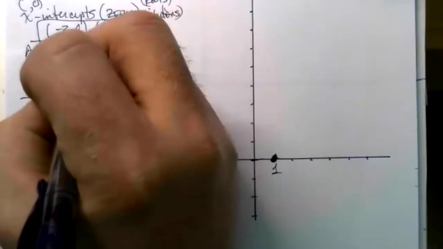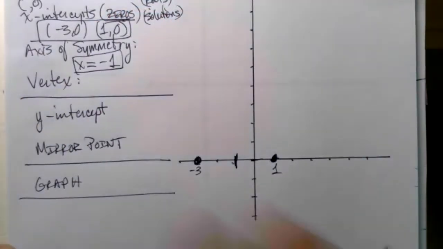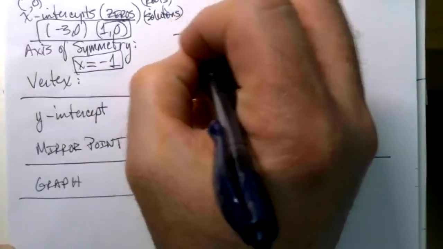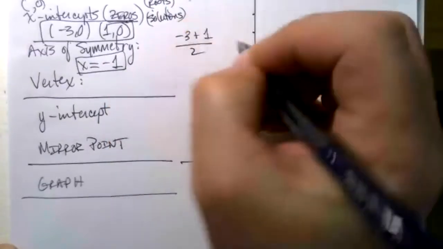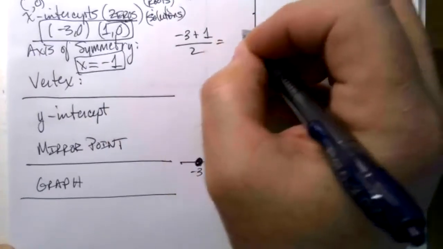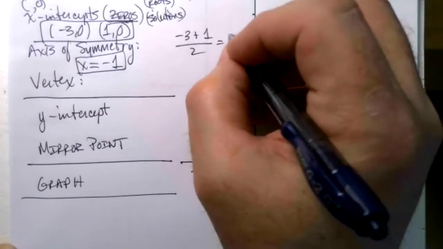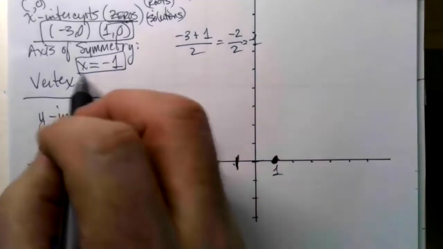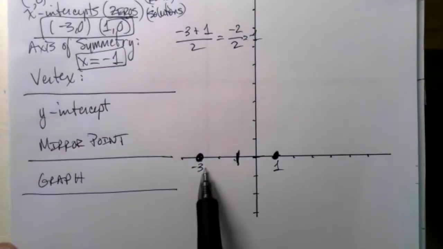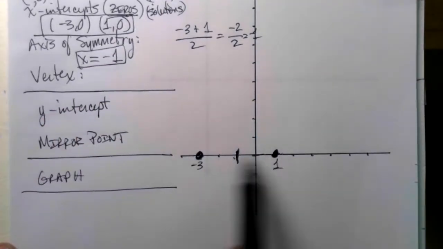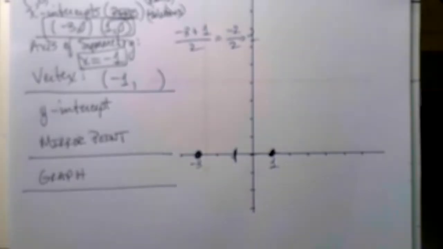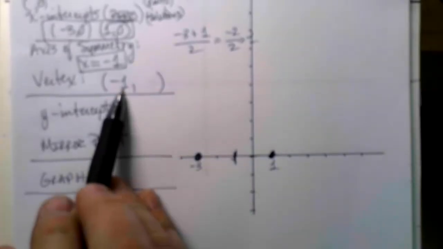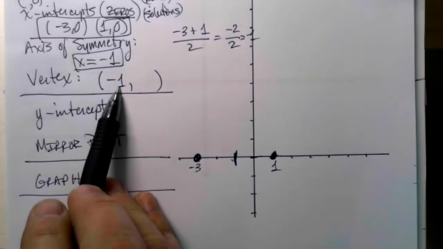Now, another way to do that would be to average. So I could do -3 plus 1 divided by 2, and this will find the axis of symmetry. So -3 plus 1 is -2, divided by 2 is -1. Okay, so that's another way to find the axis of symmetry, but basically you are finding the value halfway between the two zeros. So the vertex has to be at -1 comma something, because remember the vertex, the high point or the low point, the turn point, it has to be on the axis of symmetry.